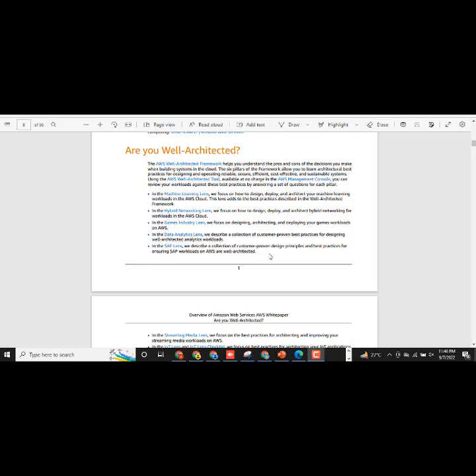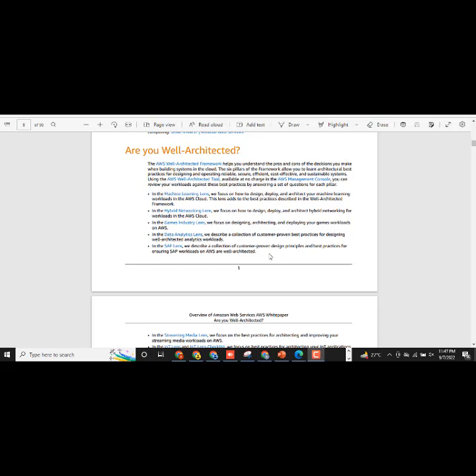Today we are going to learn about the architecture of AWS and the pros and cons of the AWS framework. So, here we are starting with the Well-Architected Framework. The AWS Well-Architected Framework helps you understand the pros and cons of the decisions you make when building systems in the cloud.